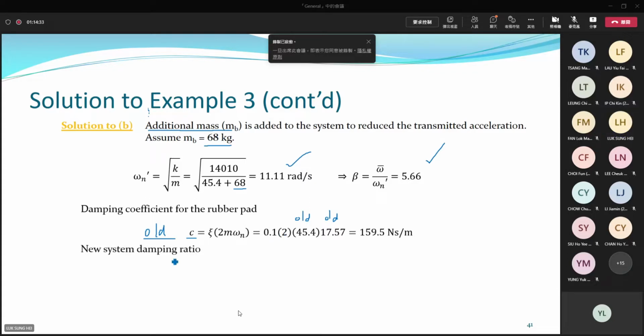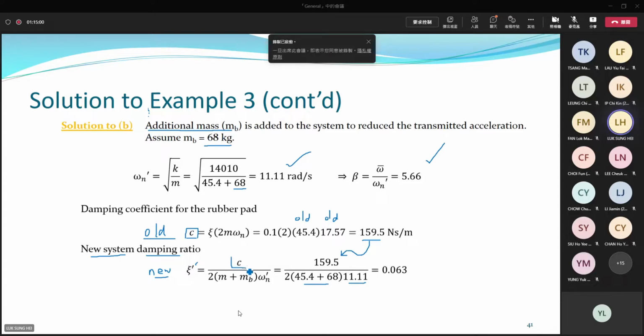After adding the mass in our new system, the new damping ratio is equal to our original damping coefficient over 2 times the bigger mass times our new natural frequency. Here we assume that C remains the same because we are using the same support system, same K, same C. But damping ratio depends on mass and natural frequency. So we have to update the damping ratio to a value equal to 0.063. Damping ratio is not a fixed value.